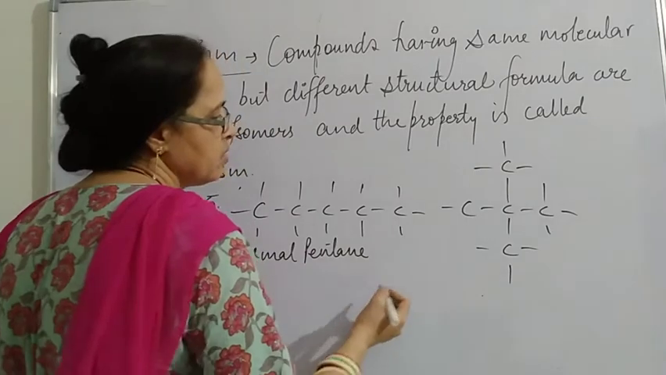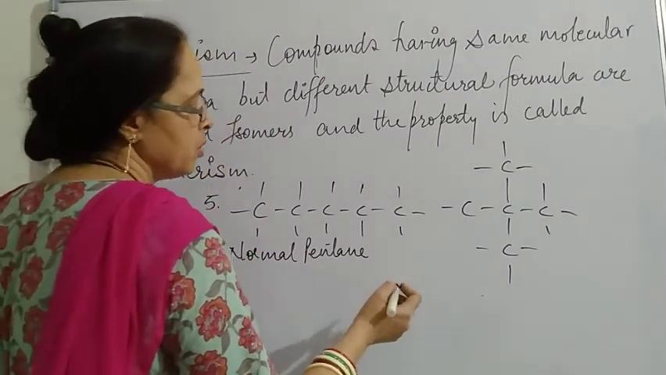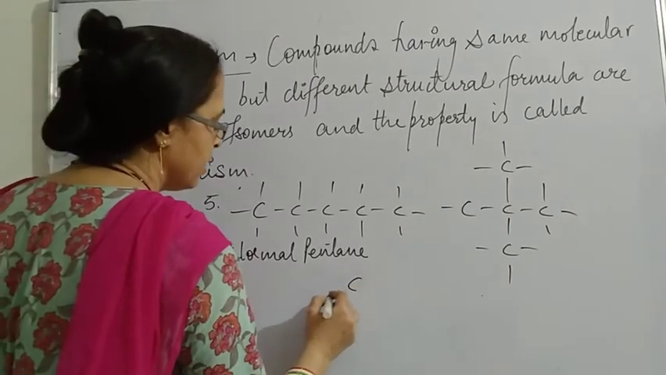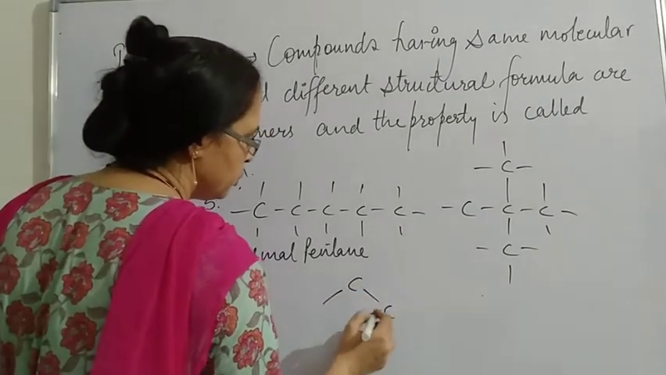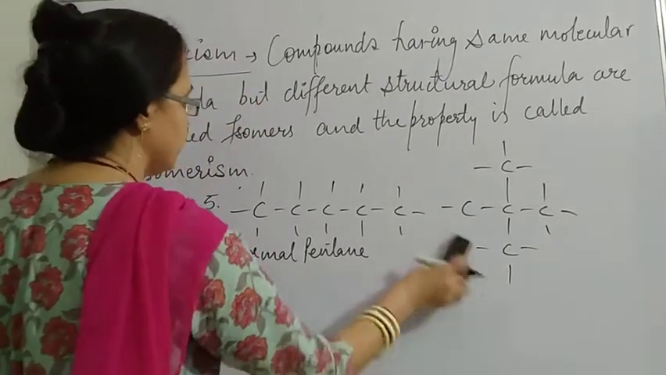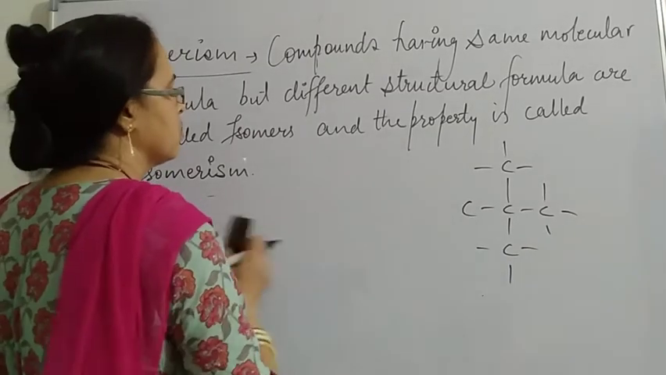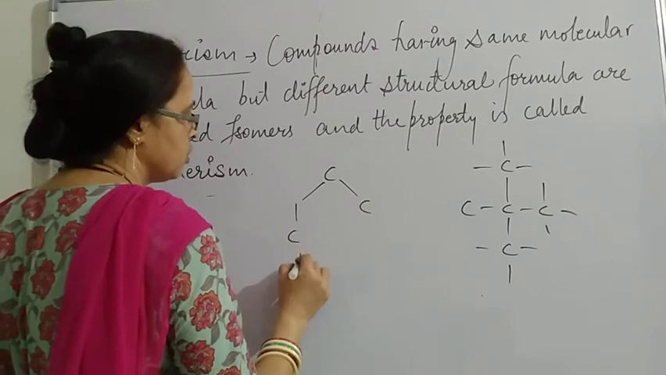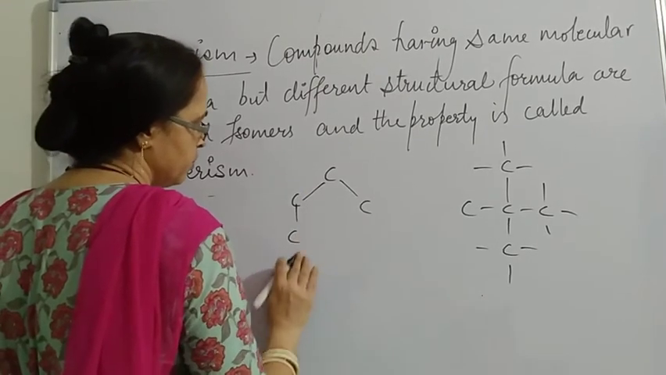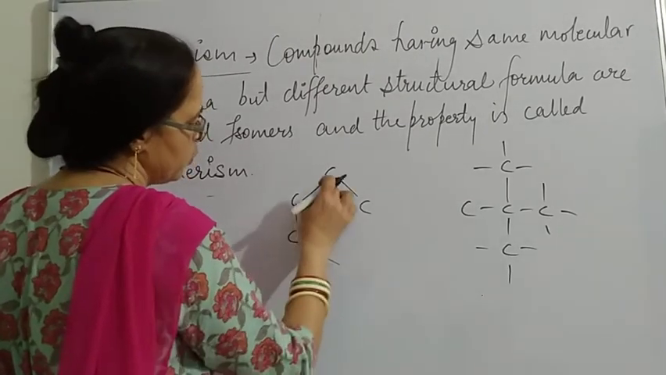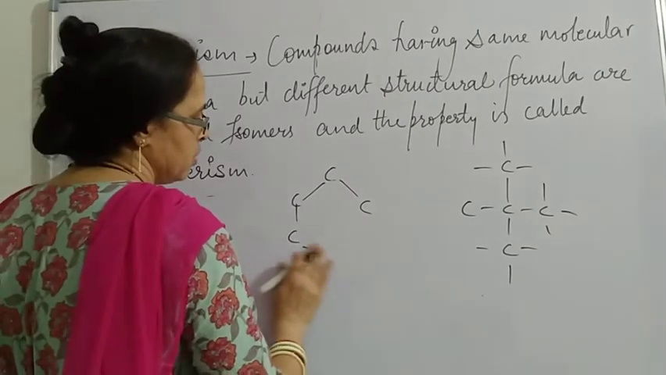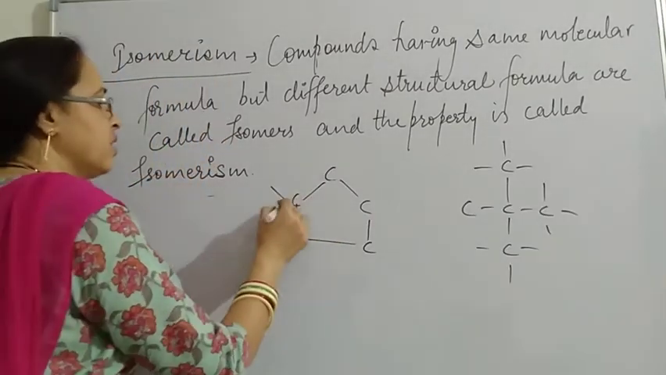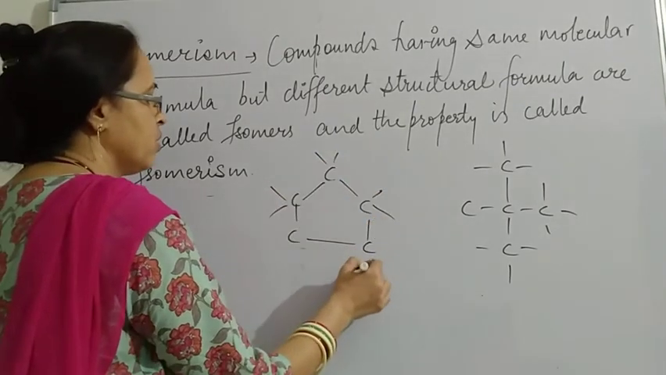The other case, we can have the ring structure. Join this with this. 1, 2, or I'll draw over here. One carbon is joined with the other carbon. 1, 2, 3, 4. So in this manner, a ring structure can also be formed.